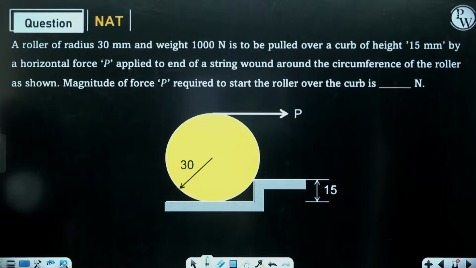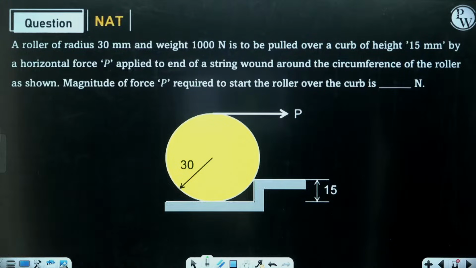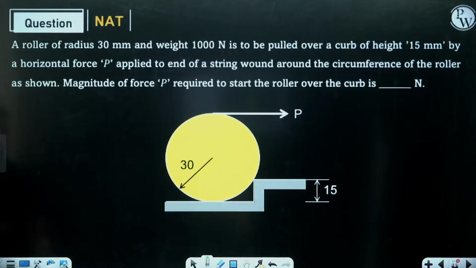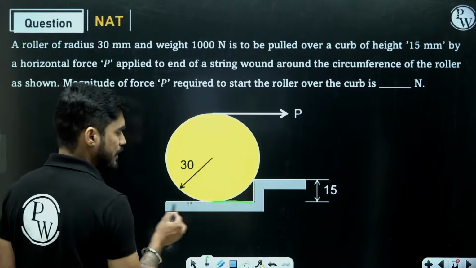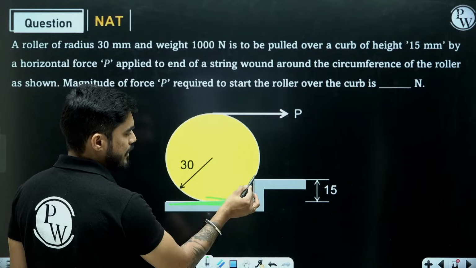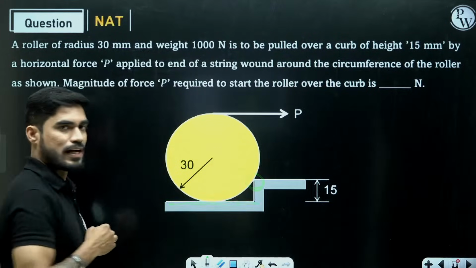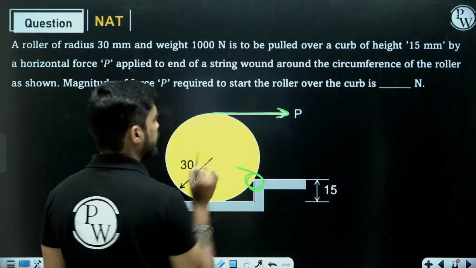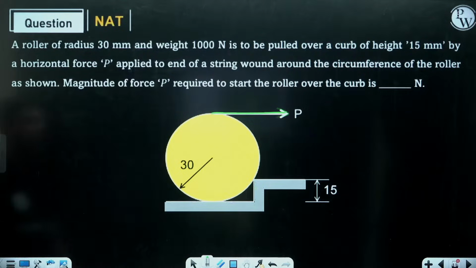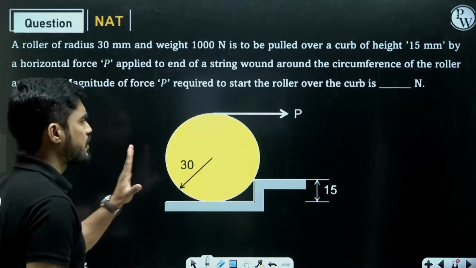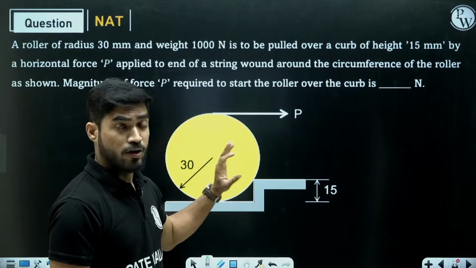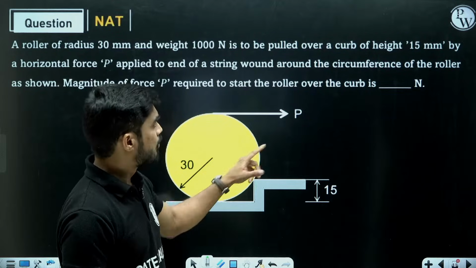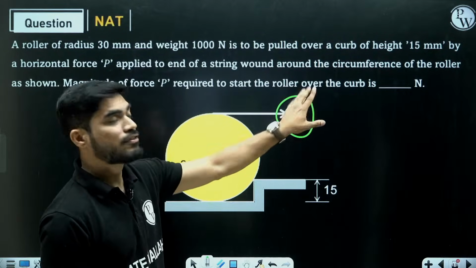So here what do we have? We have a roller which is right now resting on two surfaces. It is resting on this horizontal surface and it is resting here on this curb, and we are applying a horizontal force on this roller. Now in order to just start this roller, what should be the value of this force P?